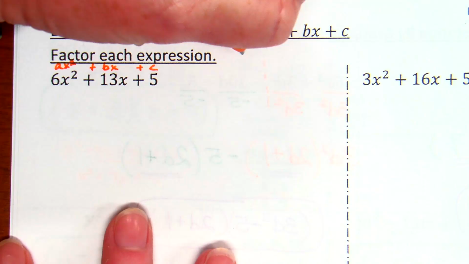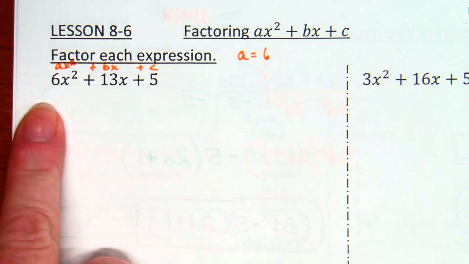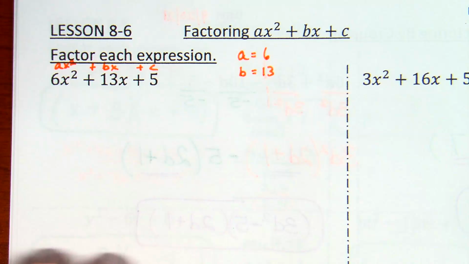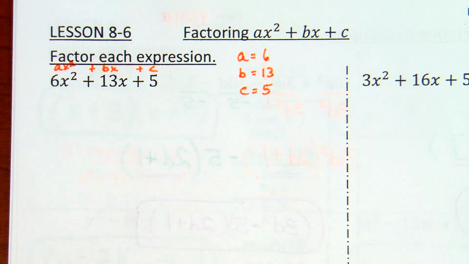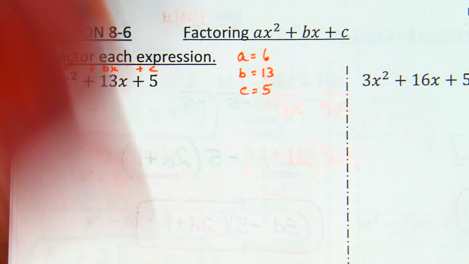So what is A in this scenario? 6, because it's the number in front of x squared. What is B? 13. And then the C is 5. I just need you to be able to recognize what A, B, and C are. A is the coefficient in front of x squared, B is the coefficient of x, and C is the constant number by itself.